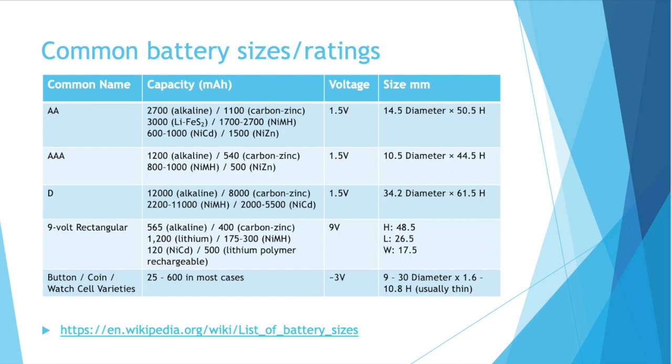And finally, we have button, coin, watch cell varieties. These batteries are the tiny circular ones that look like coins. They're typically 9 to 30 millimeters in diameter and 1.6 to 10.8 millimeters in height. Typically, their milliamp hours are 25 to 600, and their voltage is around 3. So their capacity is less than AA or AAA or D for the most part. And, like the name suggests, you can often find these batteries in watches.